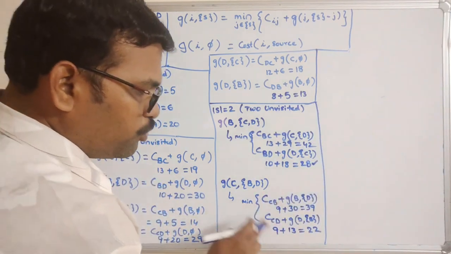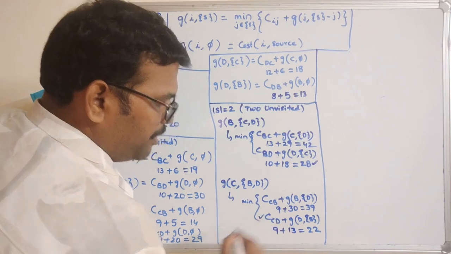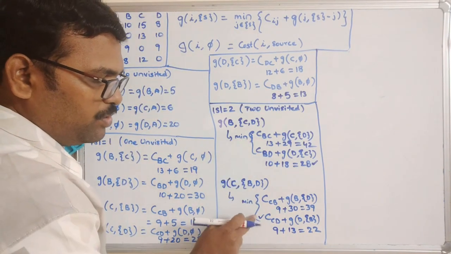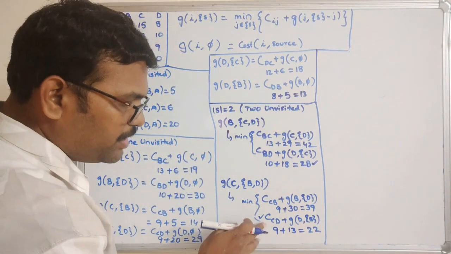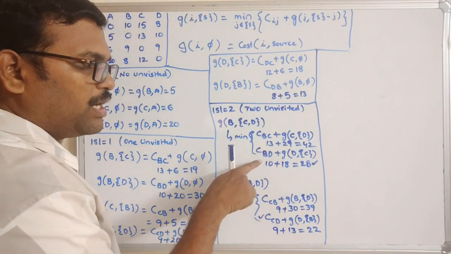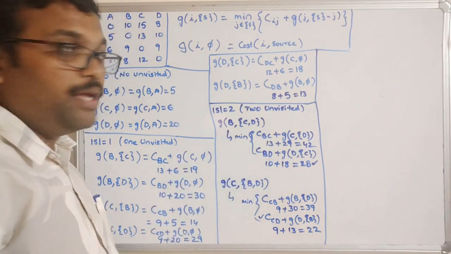Among these two, which is the minimum? This one is the minimum. So if we want to consider the edge, we have to consider this edge, that means C to D. And for the other, the edge is B to D.